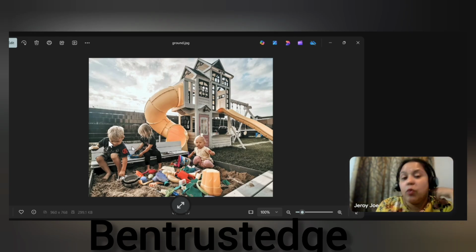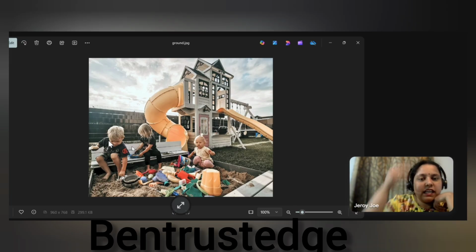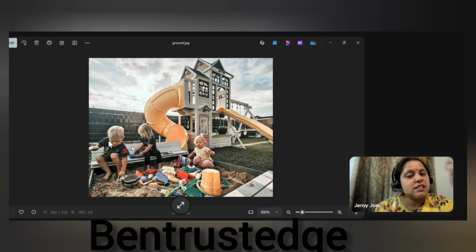Now the second is verbs. Verb means actions. I already told you while describing that image, the boy is sitting. He is digging. It's an action, right? And the baby is trying to stand up. That's an action. So anything that describes an action that we're doing is called a verb.